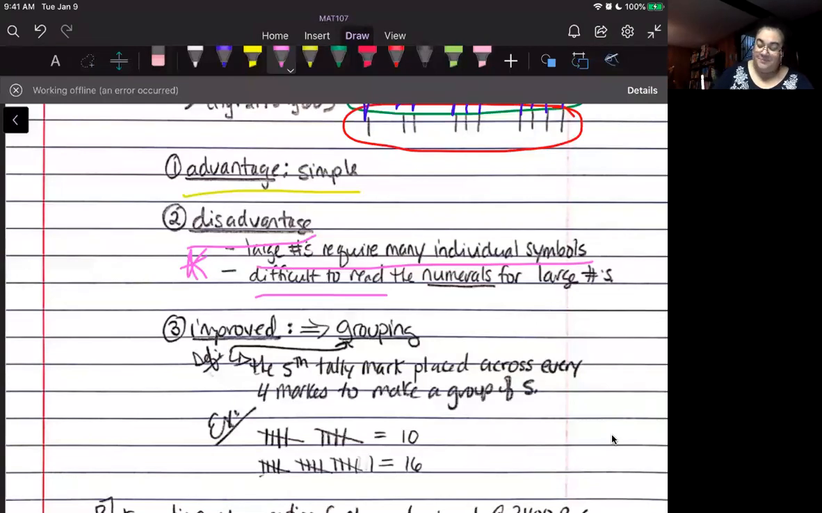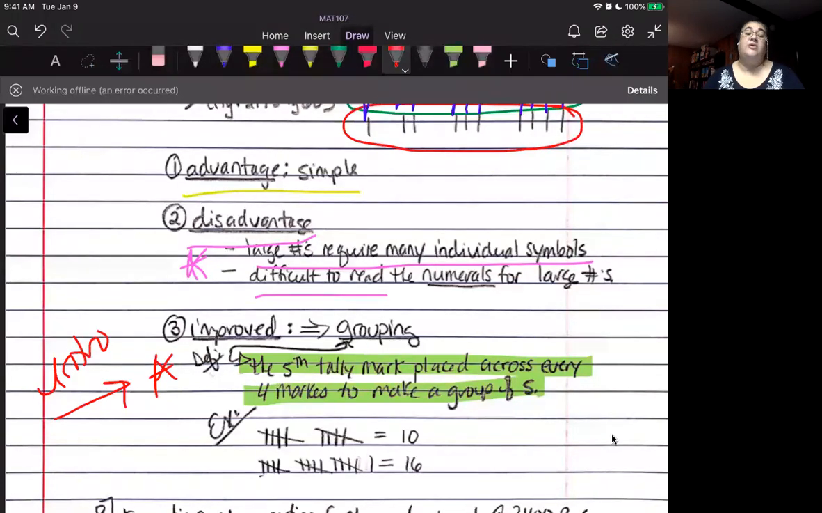But we did improve it by creating this concept here, and that is that the fifth tally mark is placed across every 4 to make groups. This, however, is the reason why it's useful as an intro activity or as a way of bridging the gap when you are teaching place value, because it does introduce this idea of grouping things together in quantities. Like we do in our system, we group them in tens. That's why we have ones, and then we have tens, and then we have hundreds, and then we have thousands, because we keep grouping them in tens, okay?